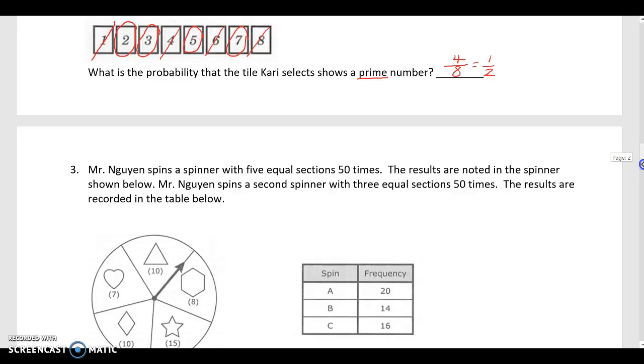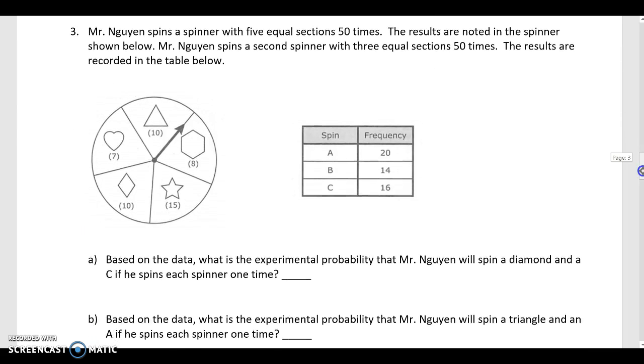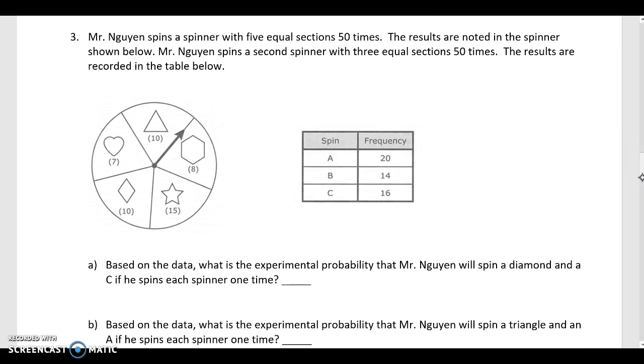All right, moving right along to number 3. It says Mr. Wynn spins a spinner with 5 equal sections 50 times. The results are noted in the spinner shown below. Mr. Wynn spins a second spinner with 3 equal sections 50 times. The results are recorded in the table below. So this is the first spinner and this is the second. So based on the data, what is the experimental probability that he will spin a diamond and a C if he spins each spinner 1 time?